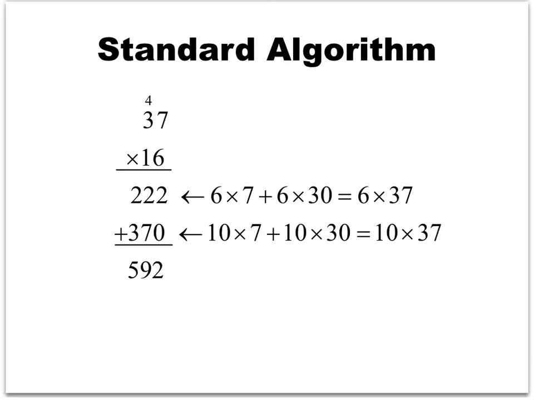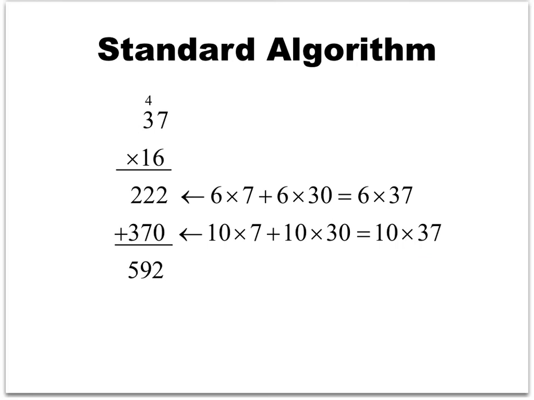So let's make another observation about this standard algorithm. As we just noted, this first step here is a condensed version of the first 2 steps of our partial products algorithm, which was 6 times 7 and 6 times 30. If we factor out the 6 from these steps here, we get 6 times 37. Likewise, the second step is a condensed version of the last 2 steps of our partial products algorithm. If we factor out the 10, this becomes 10 times 37.